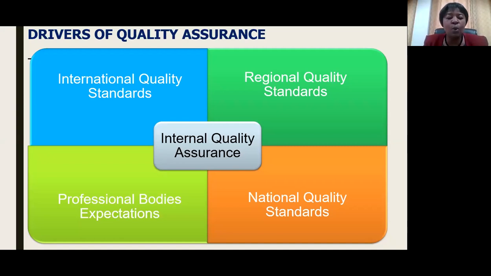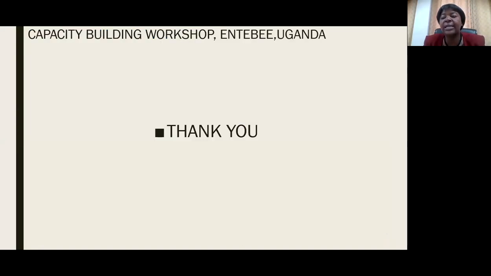But we also work with the professional bodies, like designing new programs and revising old programs. International quality standards, we need them for mobility and staff exchange. Regional quality assurance, national quality assurance standards, we need to work with everybody, every national stakeholder in higher education in order to make sure that we are successful in whatever we do.